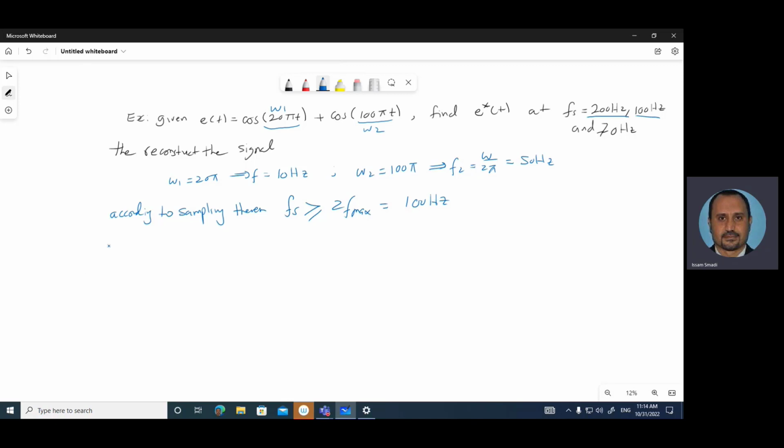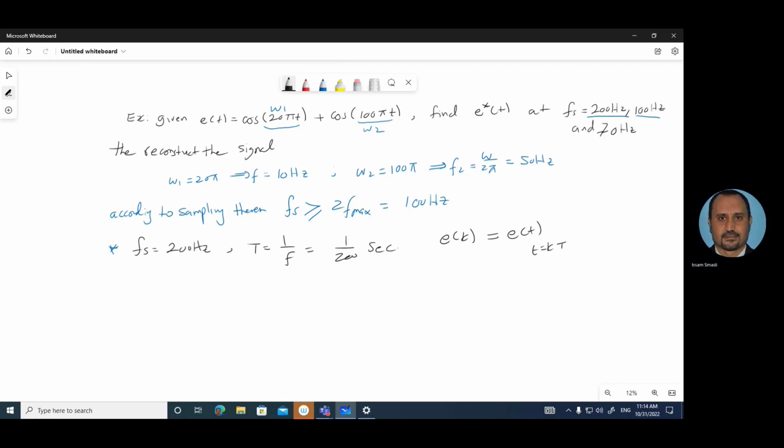So now let's try to solve it for Fs equal to 200 hertz. So from here, T will equal what? 1 over f, which will equal 1 over 200 second. Correct? Now, if I need to find E of k, simply I will say that it will equal E of t, such that t is equal kt, correct?